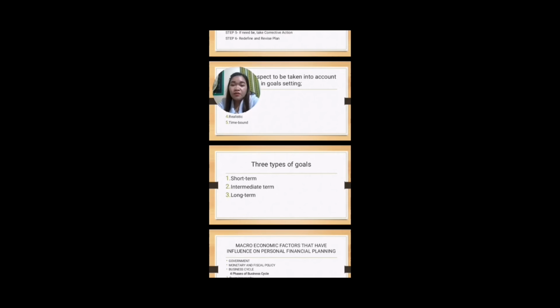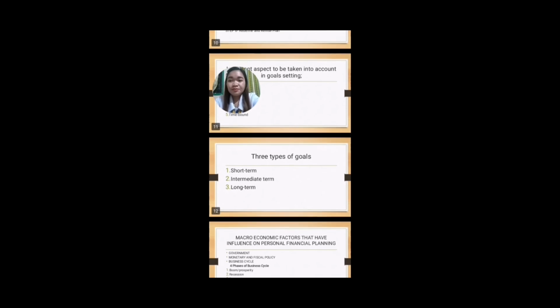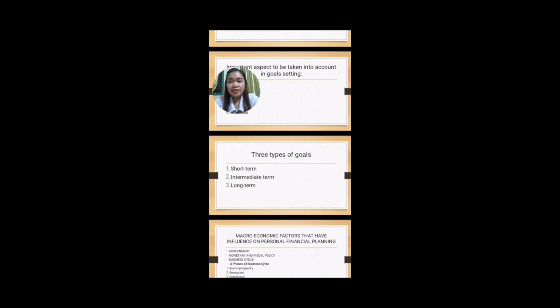There are 3 types of goals. So naa tay tulo ka types ang goal: short term, intermediate term, o kanang long term. Short term is up to 1 year. Short term gani, 1 year dyan na siya, no? So intermediate term, more than 1 year, 1 year to 5 years. Kung sa long term, beyond 5 years, no?